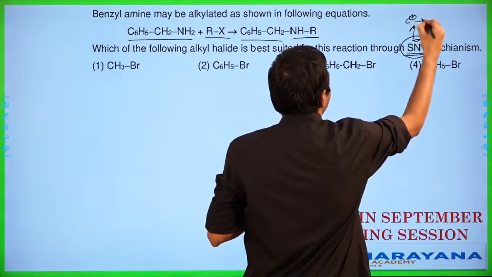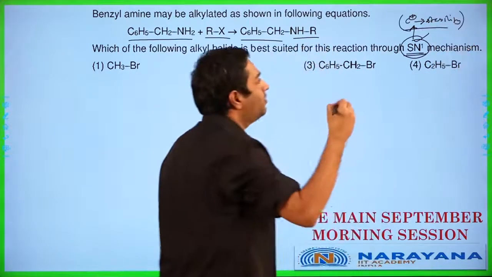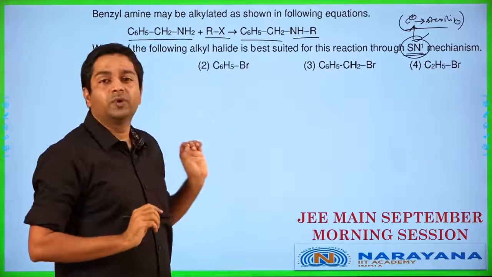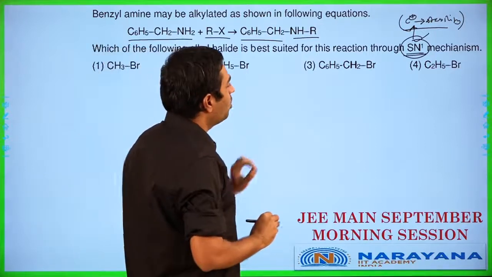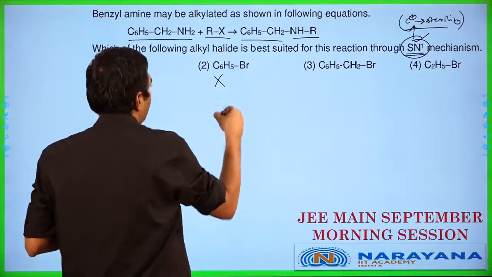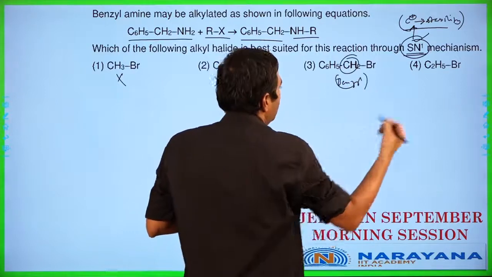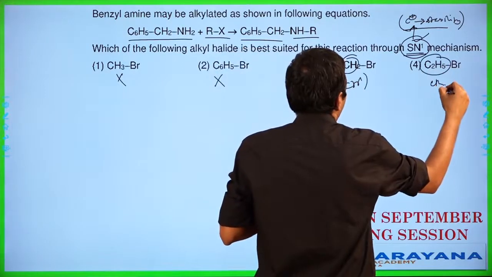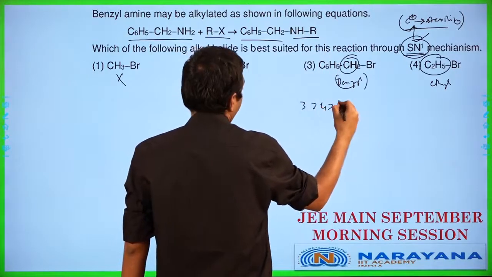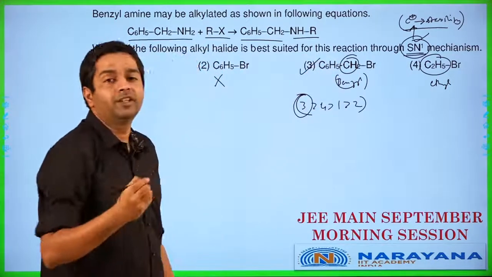For SN1, we need to check for C+ stability. Carbocation stability is going to be the key factor in this particular case. We need to check for the carbocation stability to get the best answer over here. So the most stable carbocation will result in the best product here. So this is going to be a very bad carbocation, very bad carbocation. This is a fairly good carbocation because it's a benzyl carbocation. This is going to be ethyl carbocation. So in terms of carbocation stability order, we'll have it as 3 greater than 4 greater than 1 greater than 2. Obviously 3 is the best. Answer has to be option 3 in this particular case.